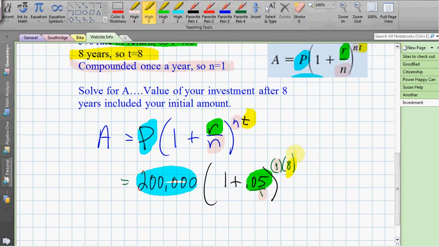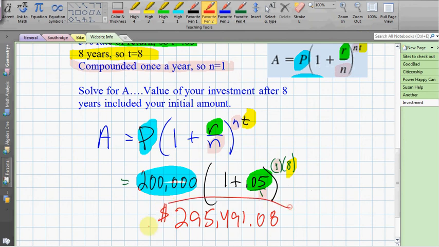So when I break out my calculator, I'm going to go 1 plus 0.05, enter, and raise that to the 8th power, and then I'm going to take that number and times it by 200,000. In my little example here, you can use your calculator as well. This is the amount I'm getting after an 8-year investment of 200,000 returned into 295.